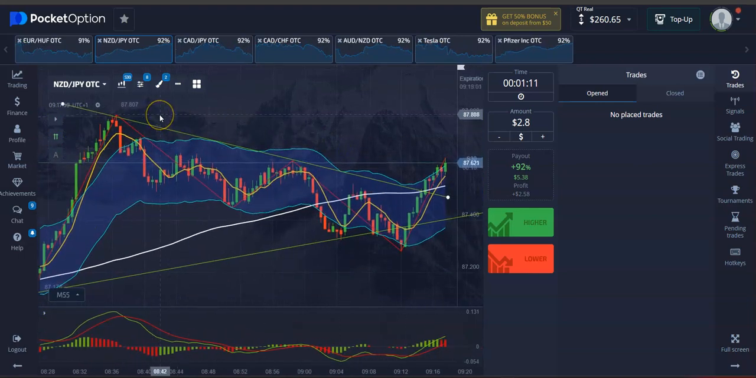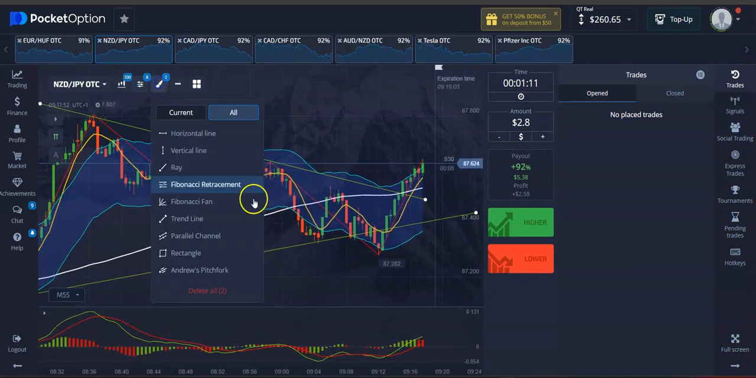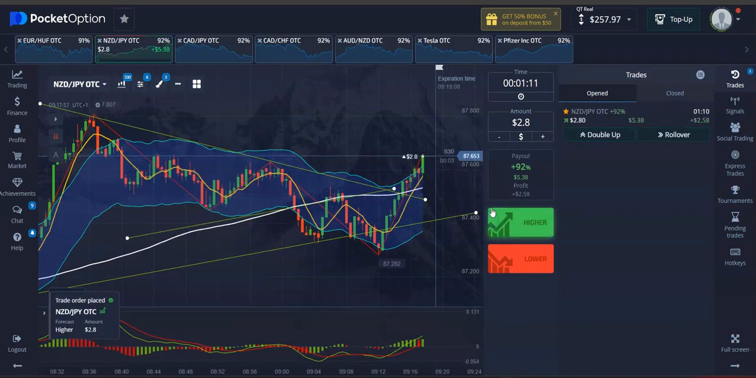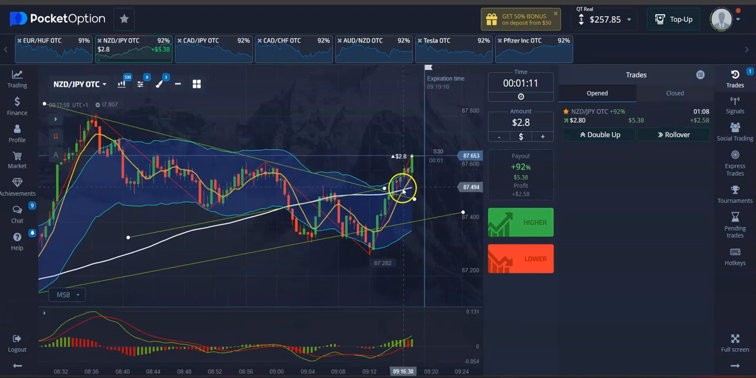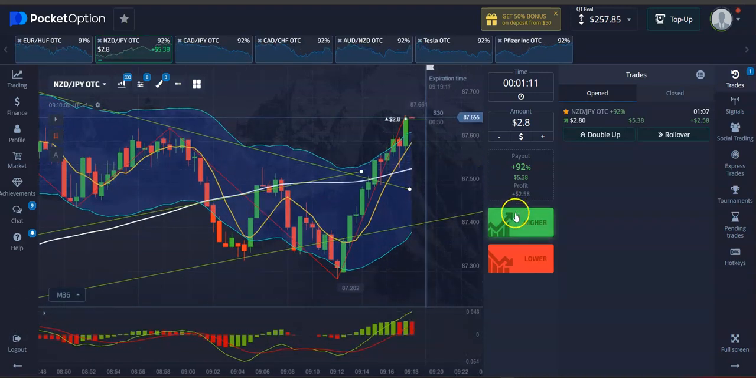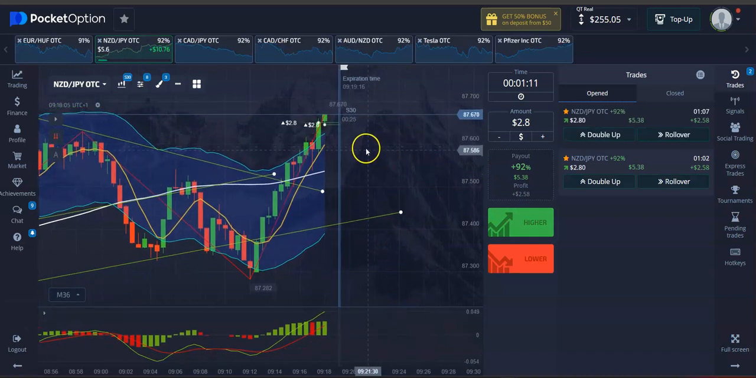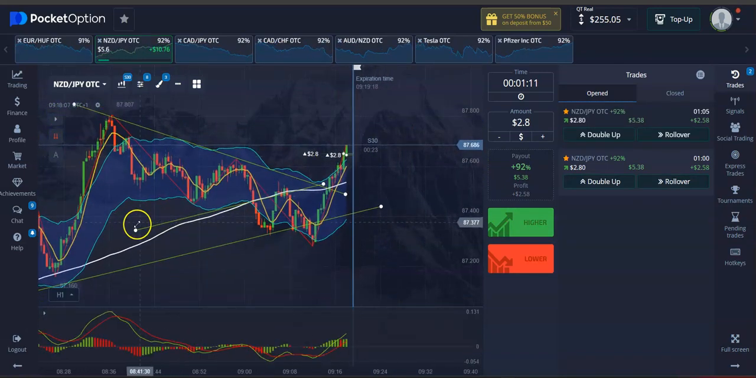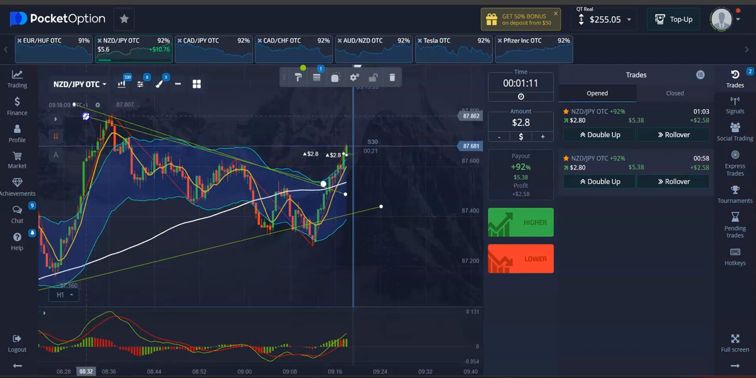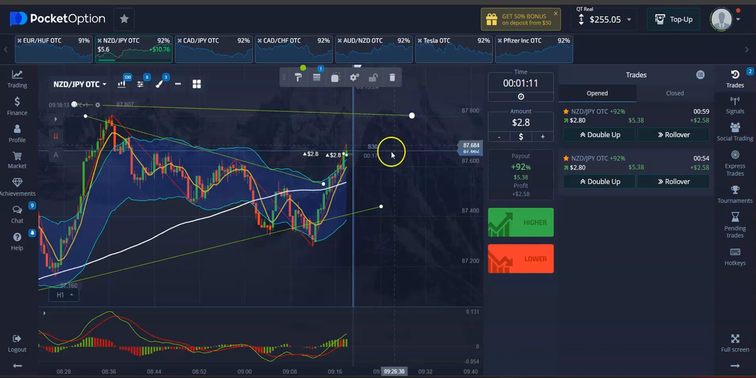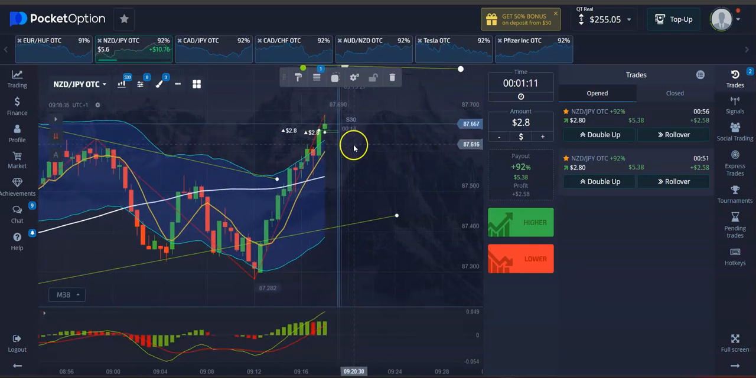How high can this one go? Potentially here. So let's go over here and place a trade so we don't miss it. Another one there. How high can this thing go? Probably over here. So we got 2 trades going on.